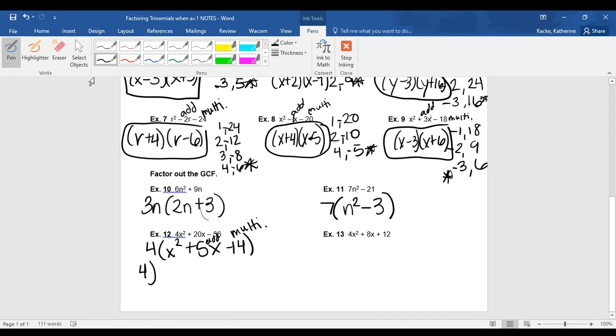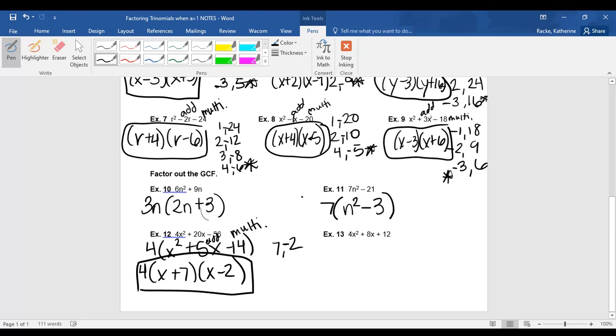Those two numbers are going to be 7 and 2. It has to be a negative number when we multiply, but a positive when we add. So the smaller number is going to be negative. 7 minus 2 is 5. 7 times negative 2 is negative 14. So x plus 7, x minus 2. That would be your final answer.